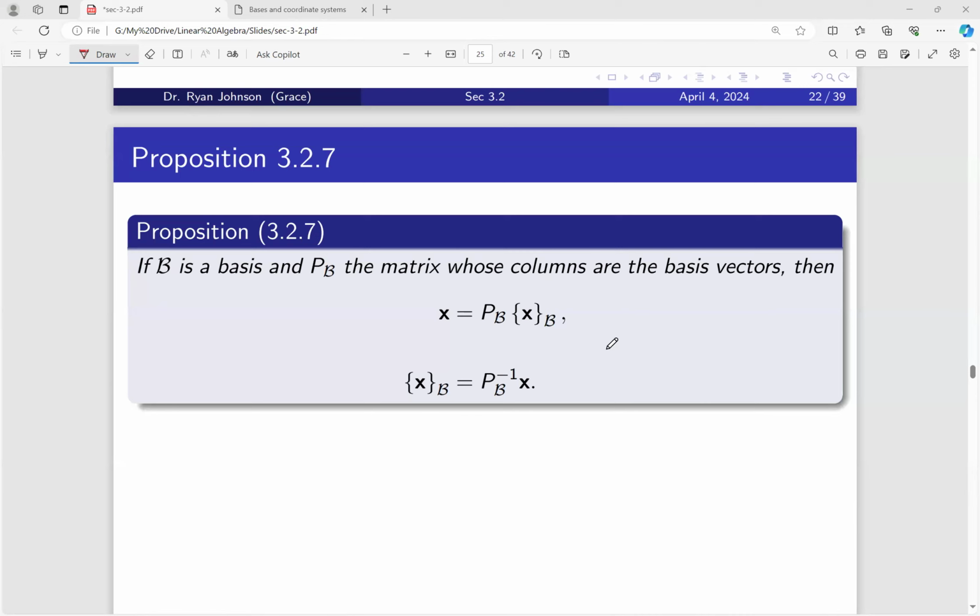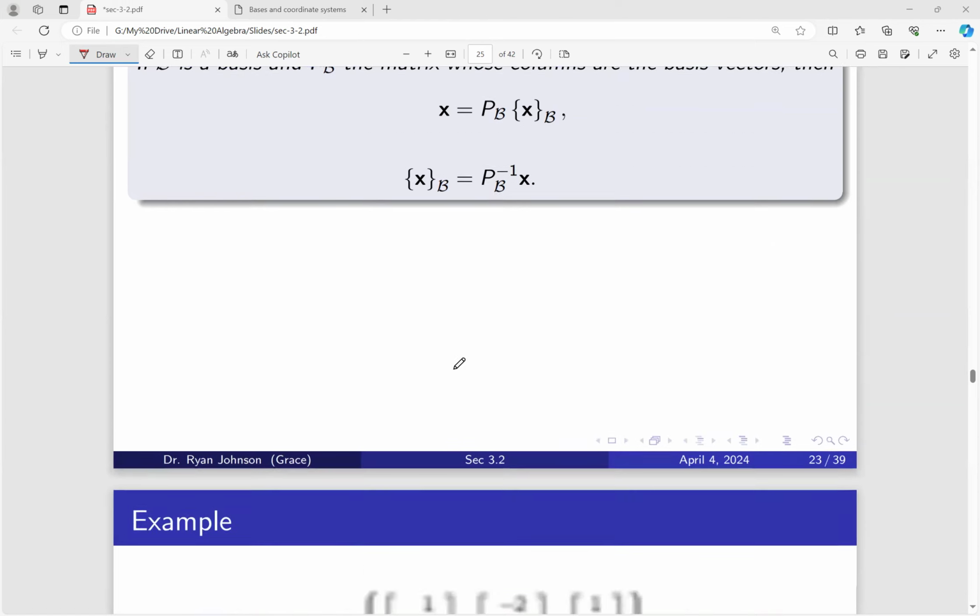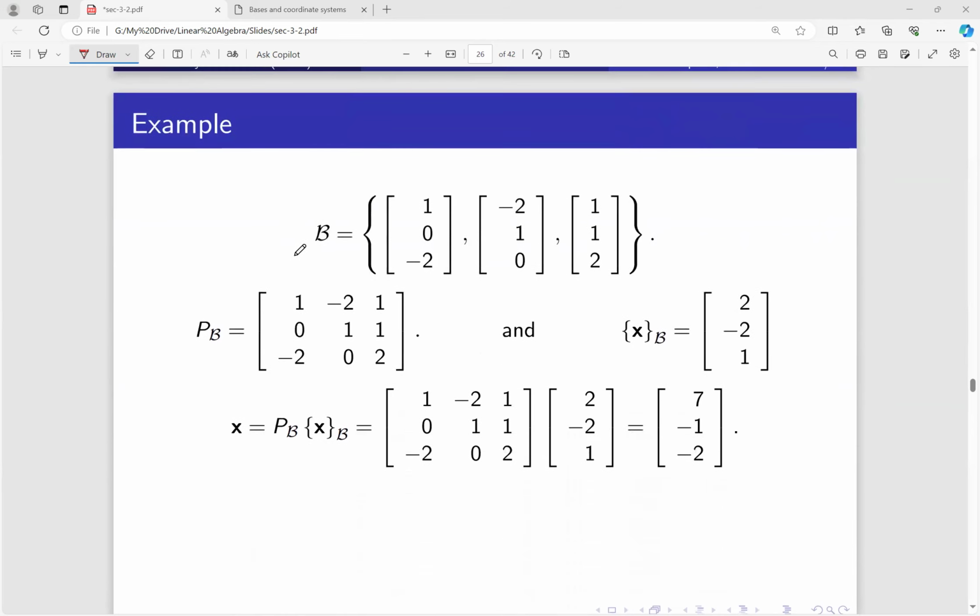So the proposition that kind of brings this all together is that if B is a basis and PB is the matrix whose columns are the basis vectors, then to go from the weird vector back to normal is to multiply by PB. To go to the weird vector is to multiply by PB inverse, and both times we're multiplying on the left. Okay, and so an example, say you got this basis.